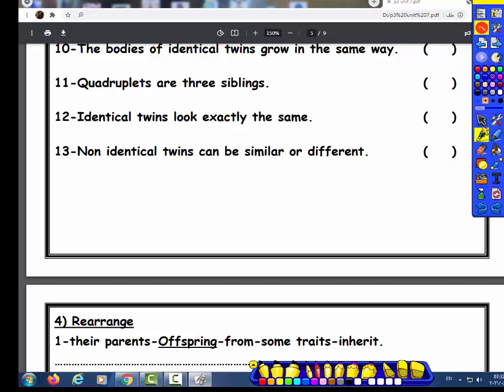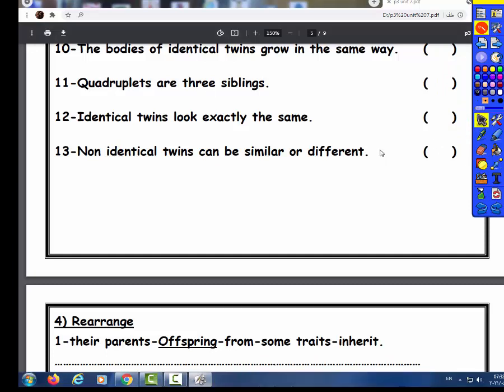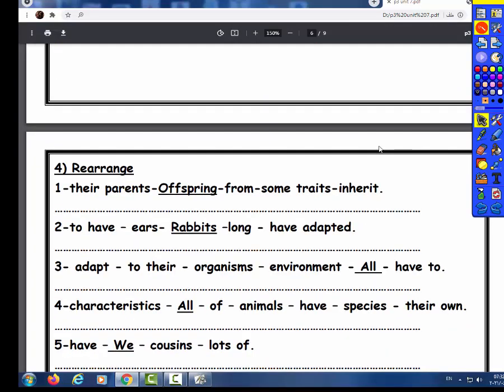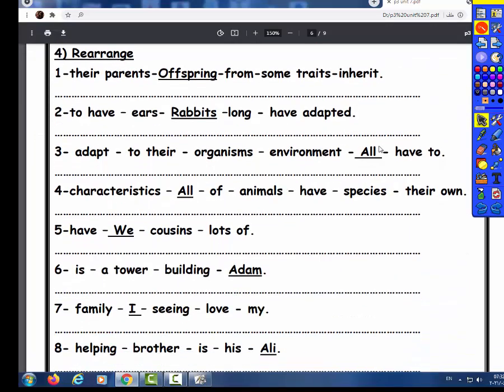Let's see here. Rearrange. I'll say it orally, so I will not write here, and I'll say them orally. Okay. Number 1, offspring inherit some traits from their parents.